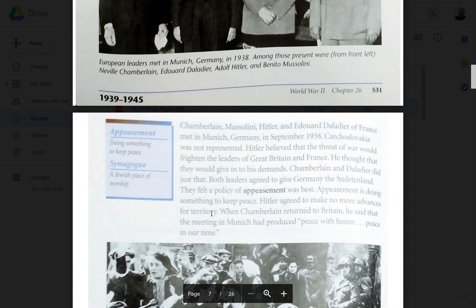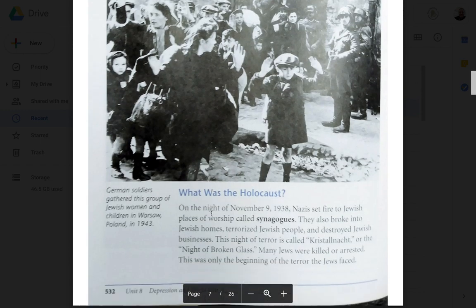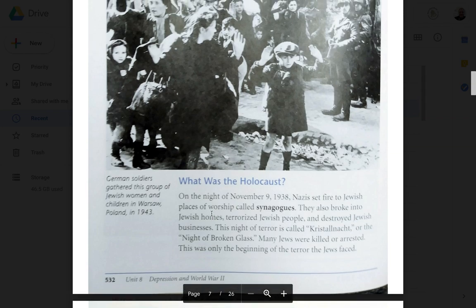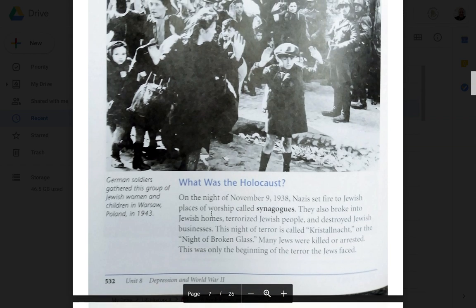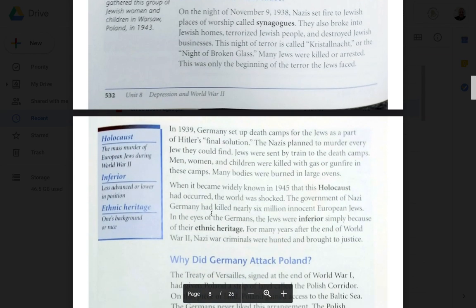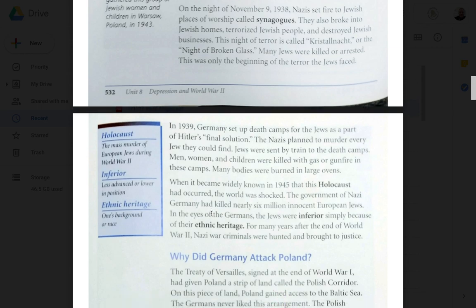Synagogue, it's a Jewish place of worship. German soldiers gathered this group of Jewish women and children in Warsaw, Poland in 1943. What was the Holocaust? Holocaust, the mass murder of European Jews during World War II. Inferior, less advanced, or lower in position. Ethnic heritage, one's background or race.